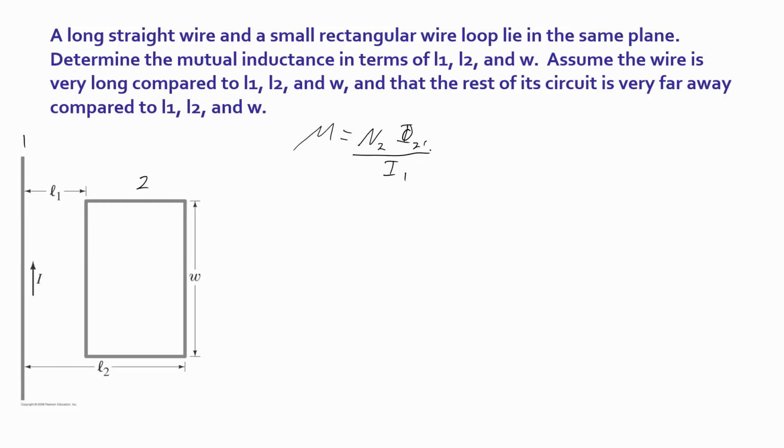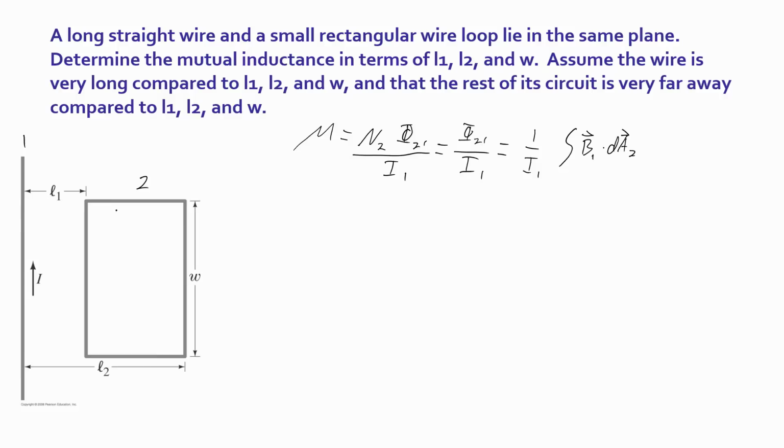Okay, now I can say that there's a single loop, so N2 is equal to 1, so I just have my flux over my current, and that flux in this case I actually need to use an integral because my magnetic field is not going to be constant throughout here, so I'm going to have 1 over I1, and that flux will be the integral of B dot dA, and B1 dot dA, this dA2 if we want to keep all of these subscripts here.